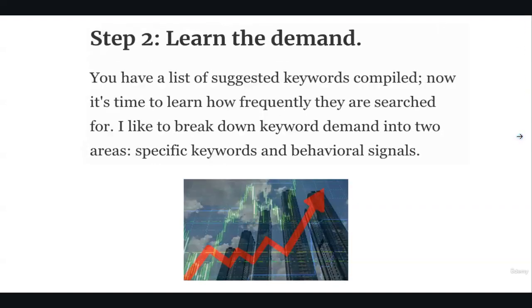Next, learn the demand. You have a list of suggested keywords compiled. Now it's time to learn how frequently they are searched for. I like to break down keyword demand into two areas: specific keywords and behavior signals. The demand is everything, guys. This is actually my favorite part of keyword research, because once I determine keywords, I start using tools to understand the demand of the keywords, but more importantly, the industry.